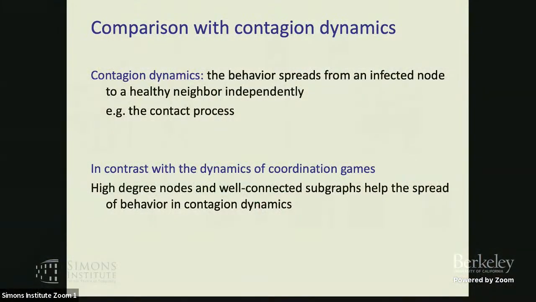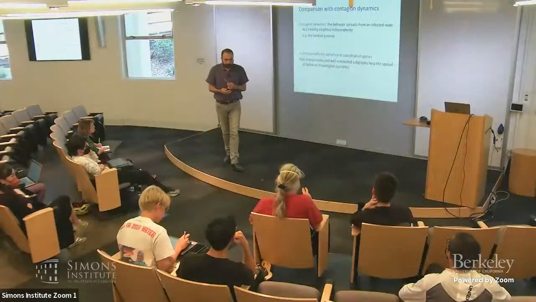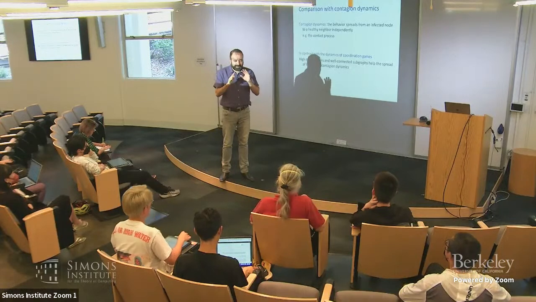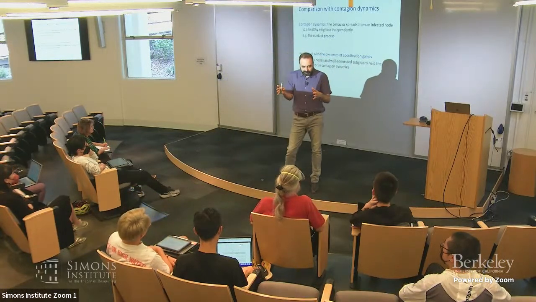So this, Nicole observed right away, is in contrast with contagion dynamics, where in the spread of an infection, the behavior spreads from an infected node to a healthy neighbor independently, like the contact process. High-degree nodes help with the spread of epidemics, right? Or if you have a very well-connected part of your network, when it gets the infection, it contains the infection for a very long time. If it's not an expander, then this is not true anymore. The statement I made was about well-connected networks and high-degree nodes.